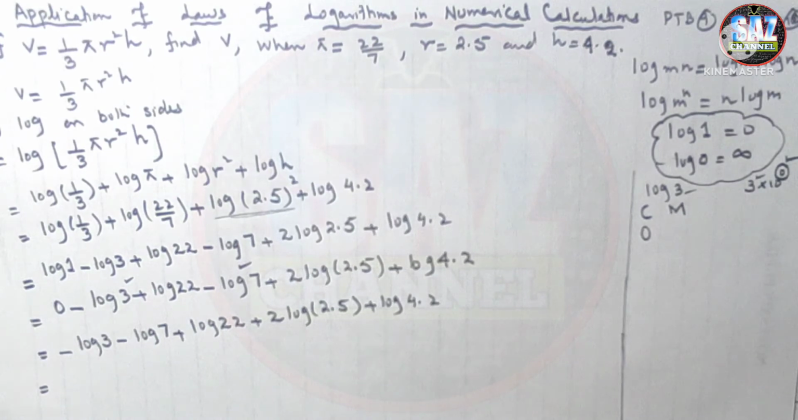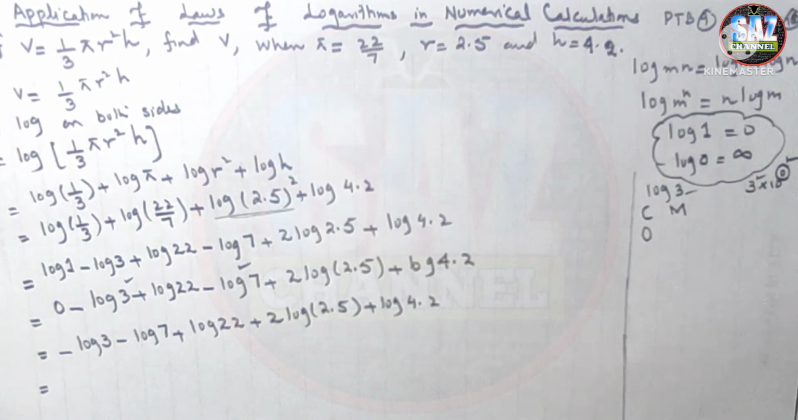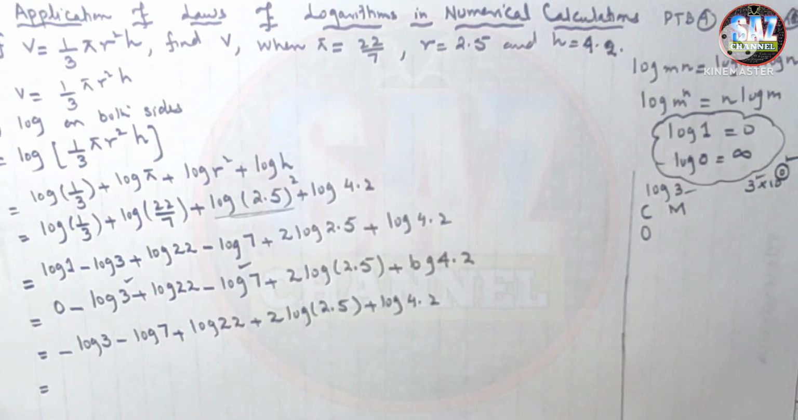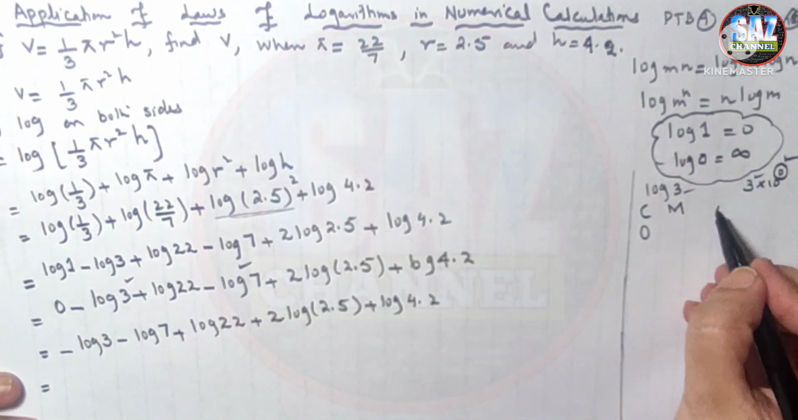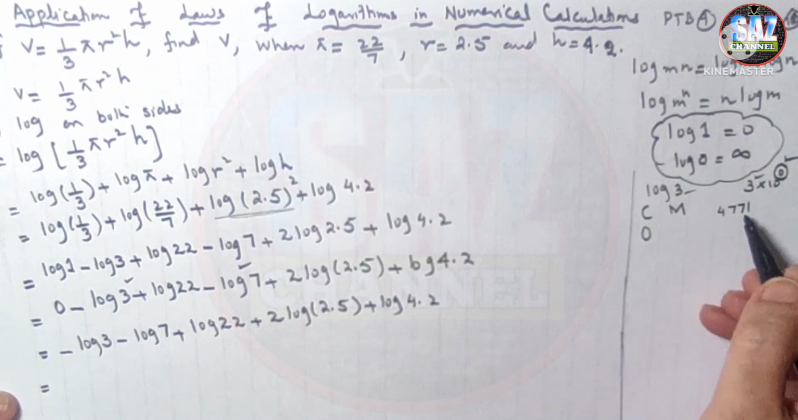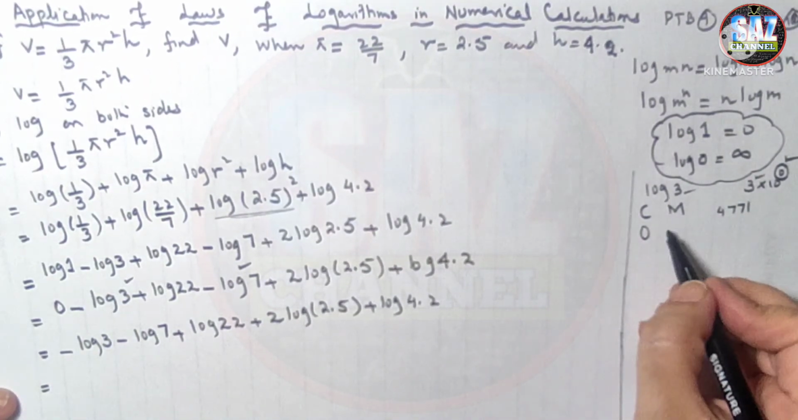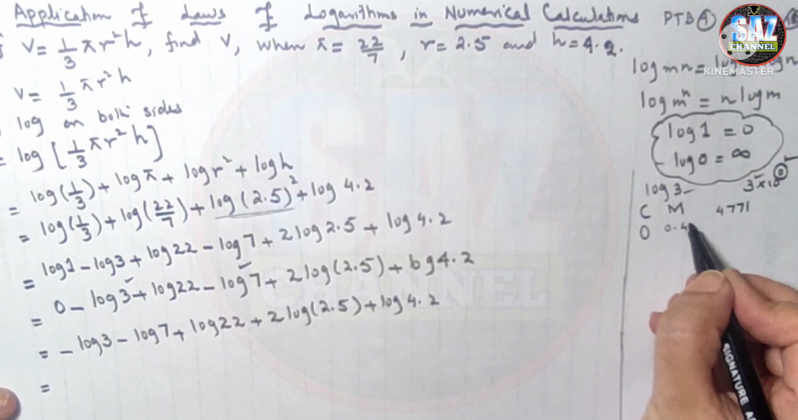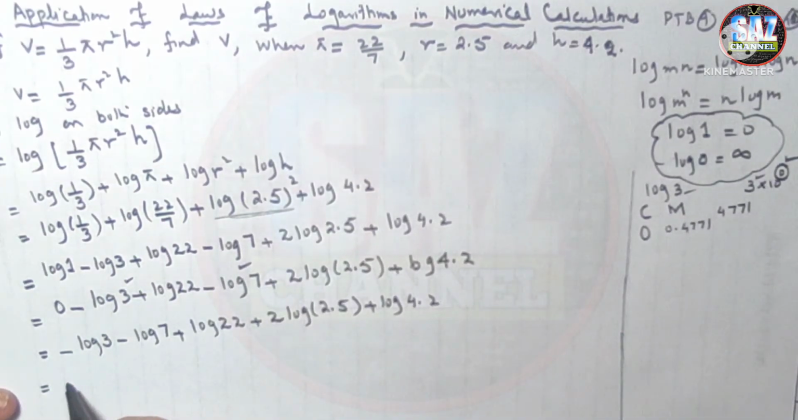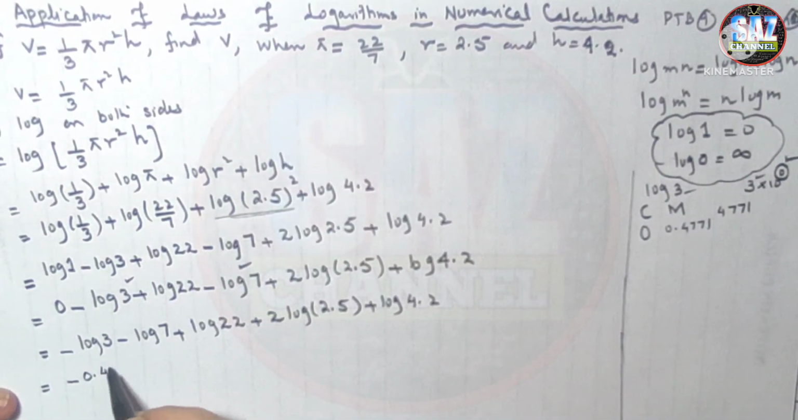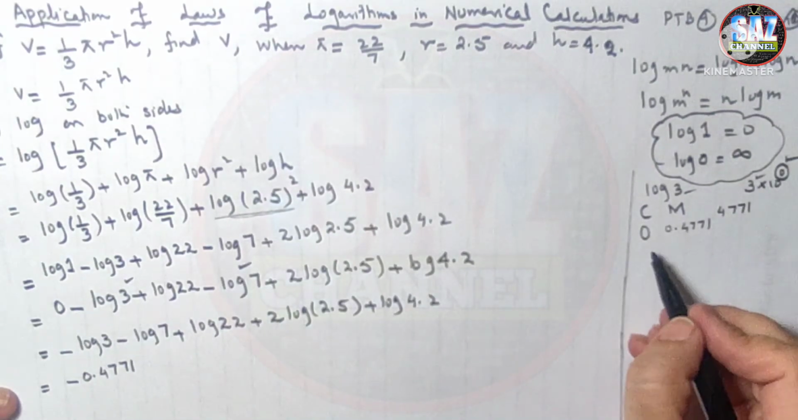So this number is 3. What I will be doing is locating 30 in the log table in the column of 0: 4771. As the mantissa is in decimal, I have to write it as 0.4771. So this will become 0.4771, and then I have to find the value of log 7.